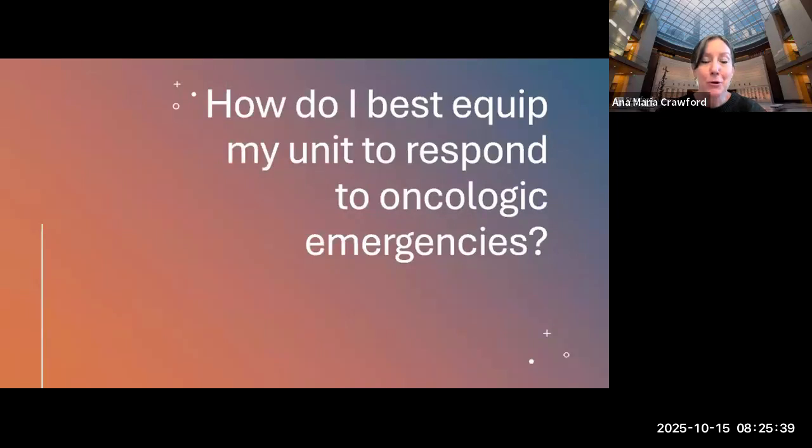Okay, one of the other learner questions, which I thought was also good, is more a question about health systems. It's more a question about policies, processes, guidelines, checklists. So how do I best equip my unit to respond to oncologic emergencies? So whether you're in an intensive care unit, whether you're in an emergency department or on the general ward, you really have to recognize things early.